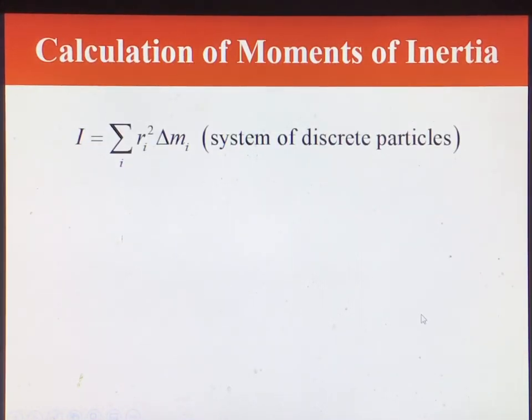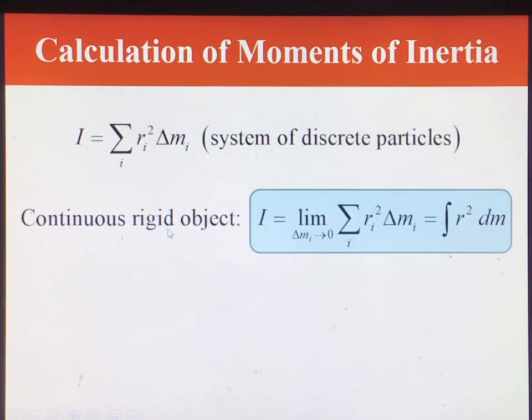All right. Now we're going to discuss how to calculate the moment of inertia, which is the I value, for different systems. We said that for a discrete system of particles, we can calculate the I value using this equation right here. Basically, the I value is given by the sum of delta m_i times r_i squared. Now, if you have a continuous rigid object, then we can rewrite this equation in the form of an integral in this form right here. This equation is very important.